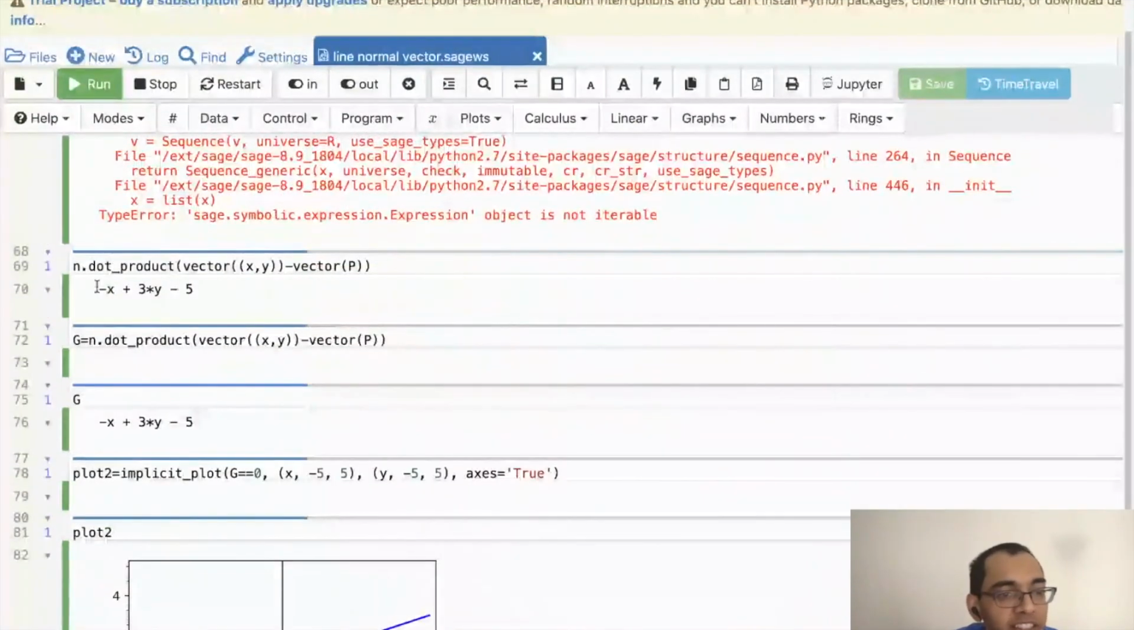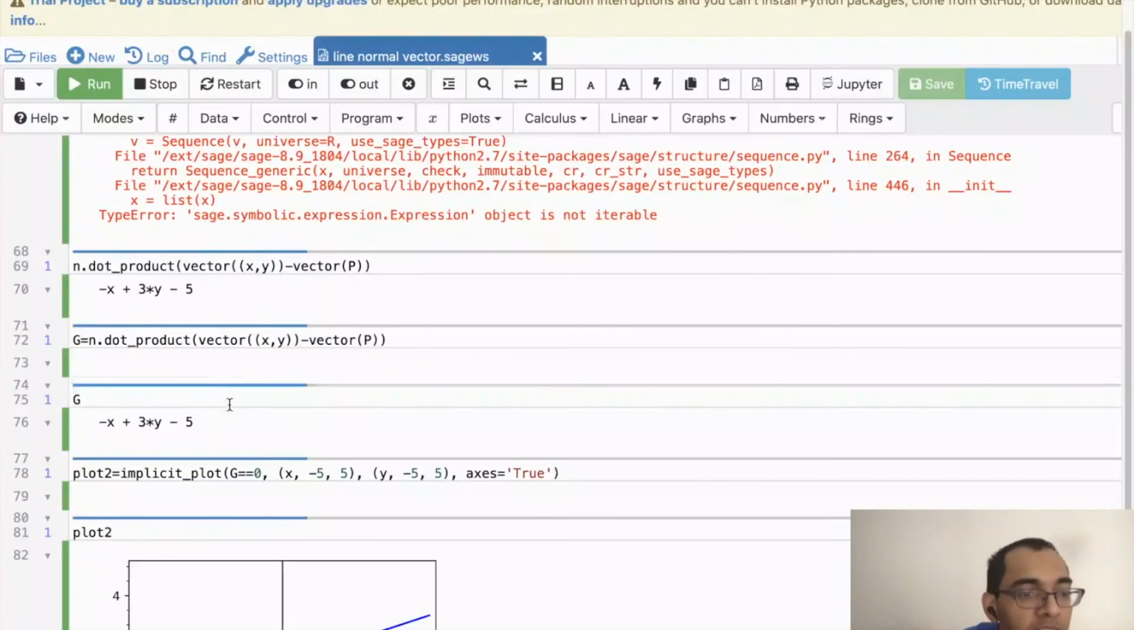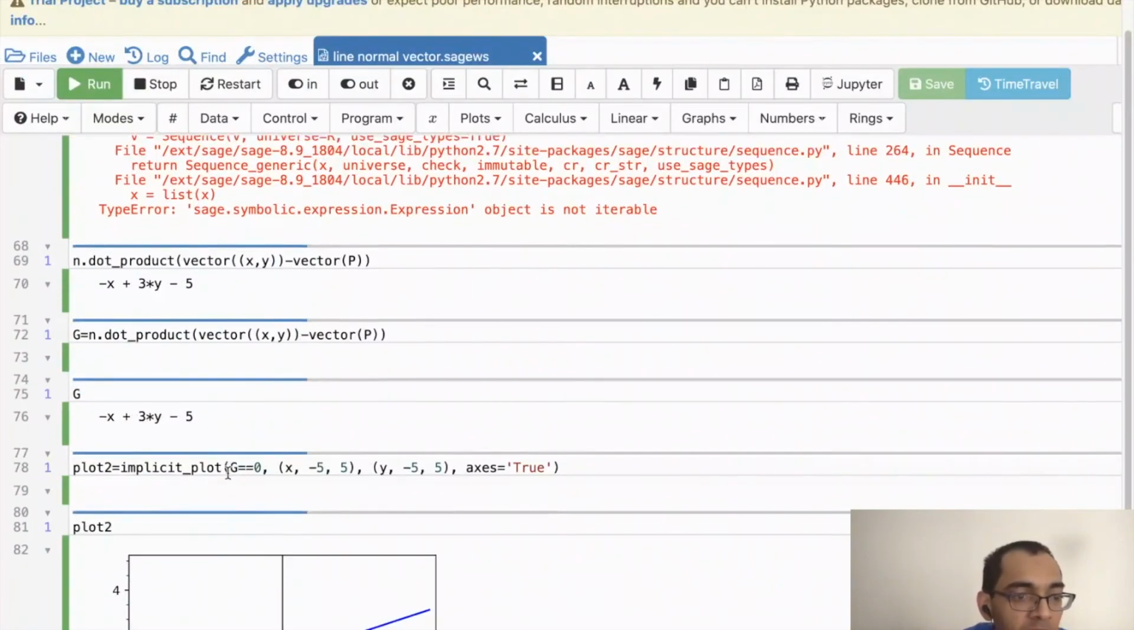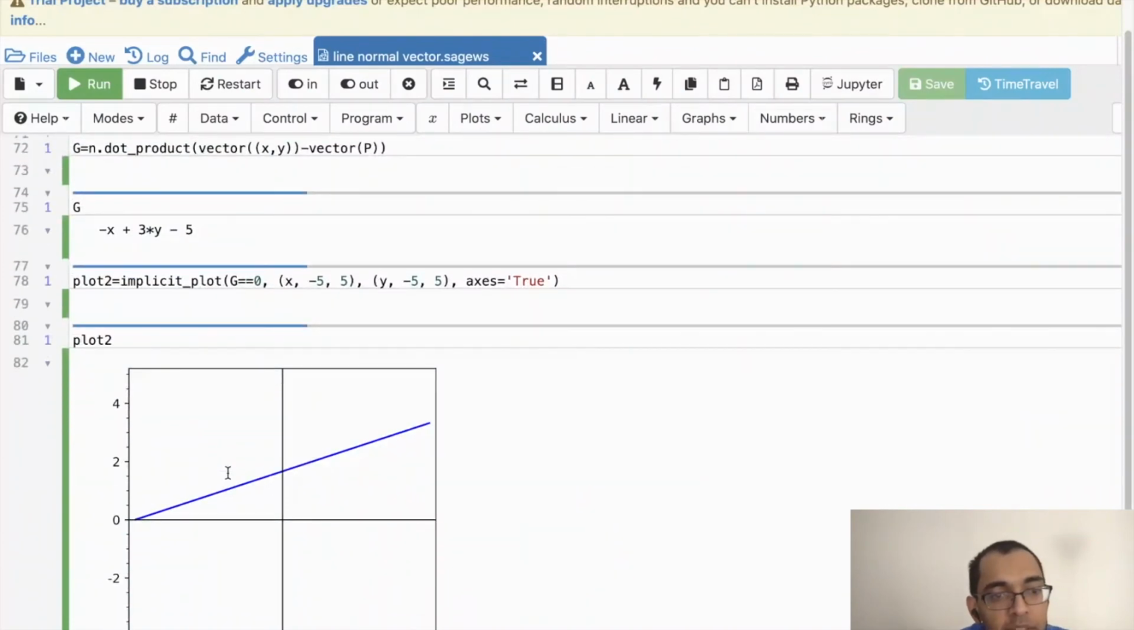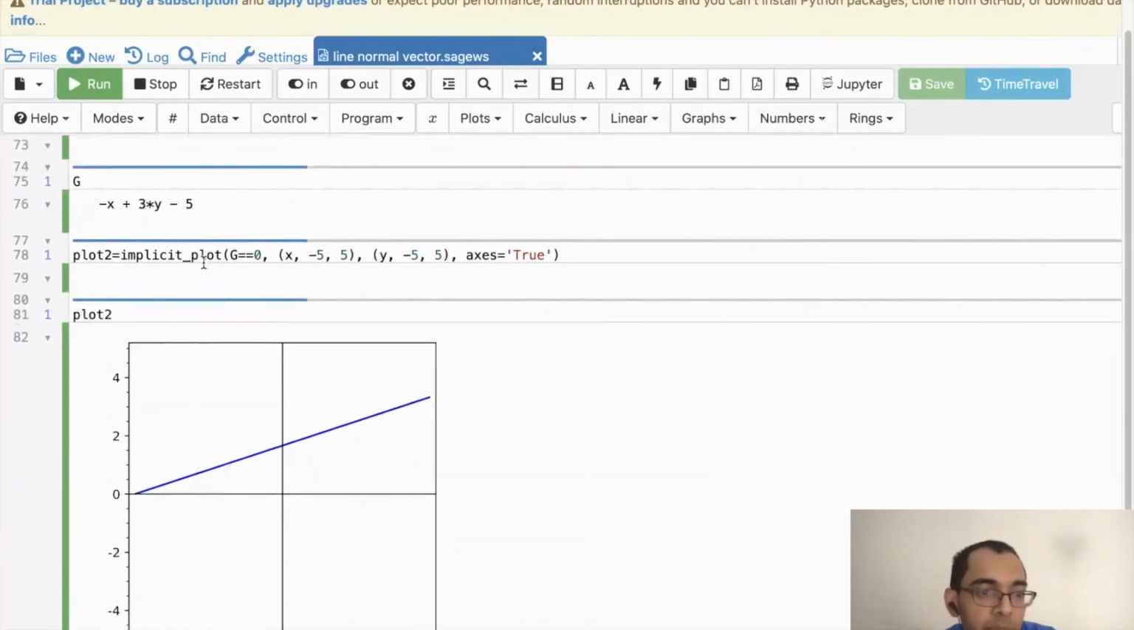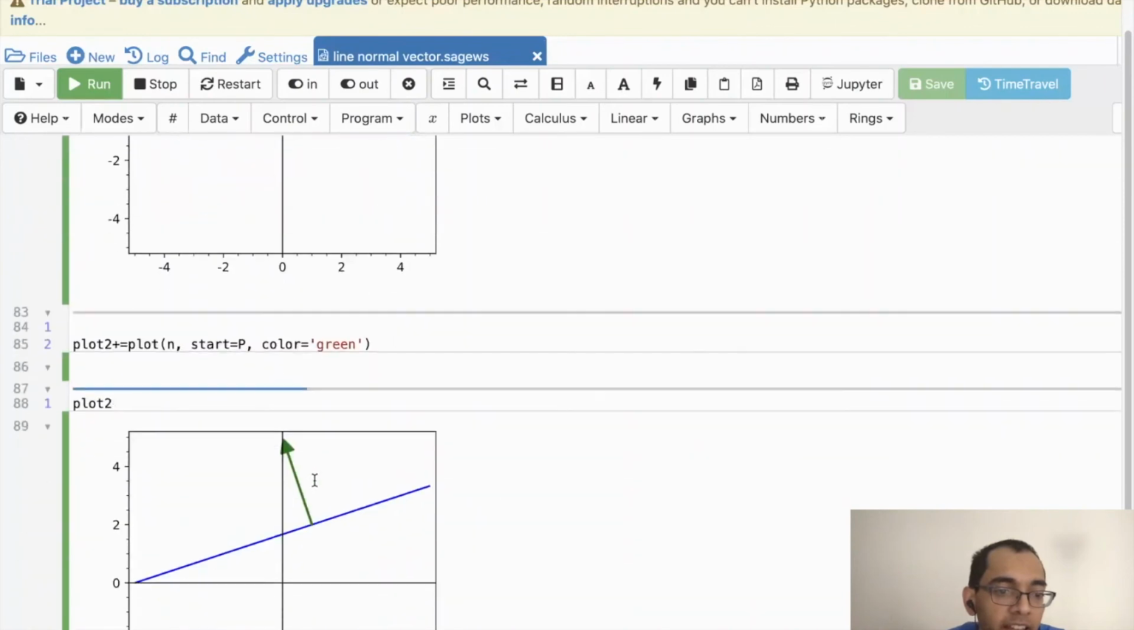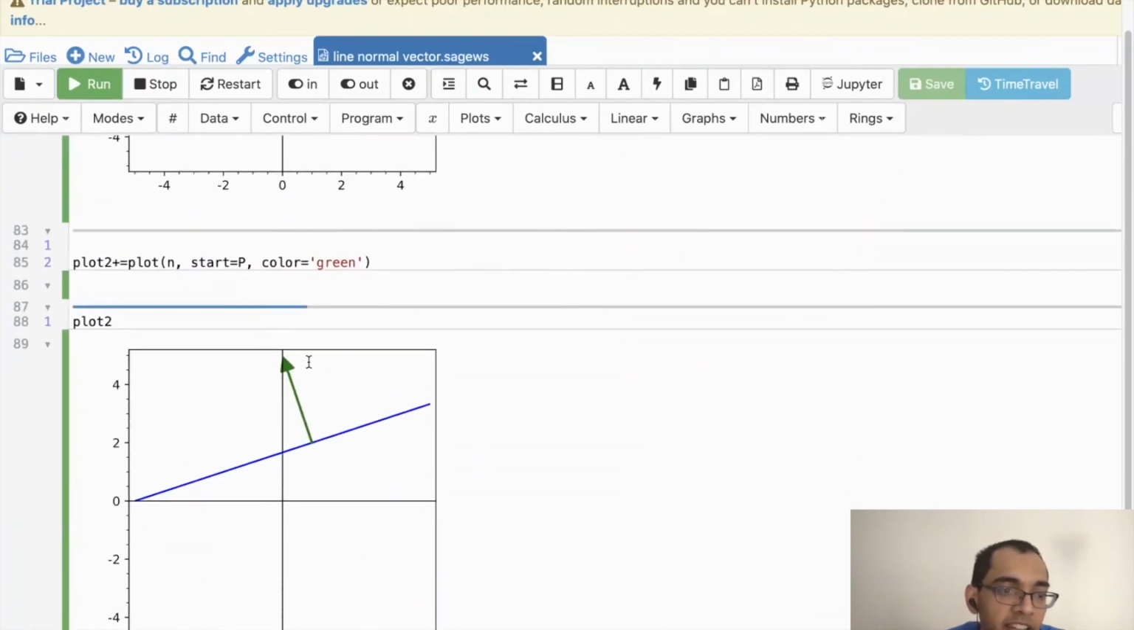Here is the exact same answer we got above by hand. Let me store that as G. Now it's the same thing: the implicit plot of G, with the same range, and I'll call it plot 2. Here's what plot 2 looks like. And now I've again added the normal vector starting at p.